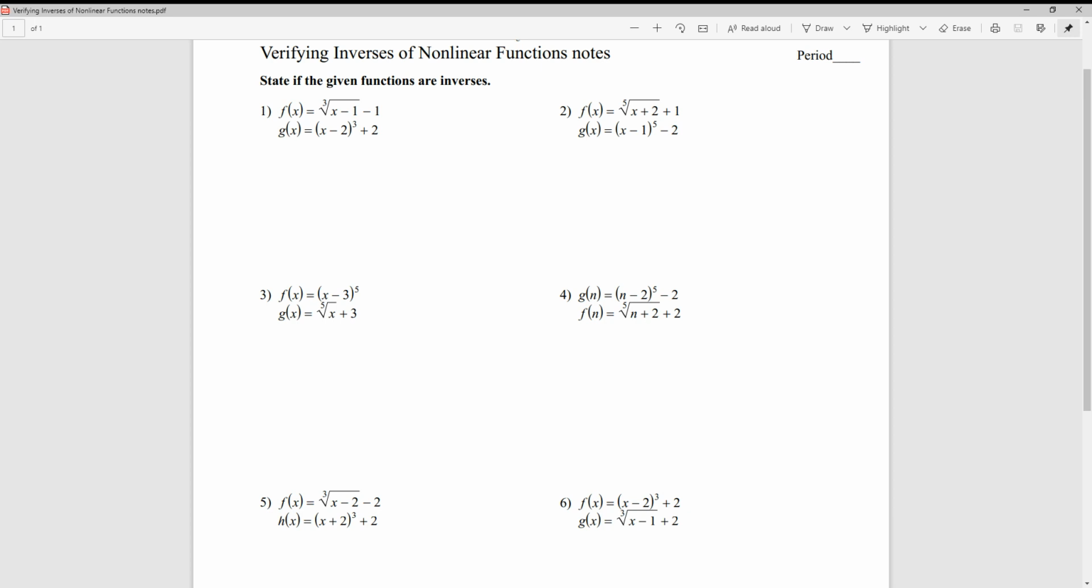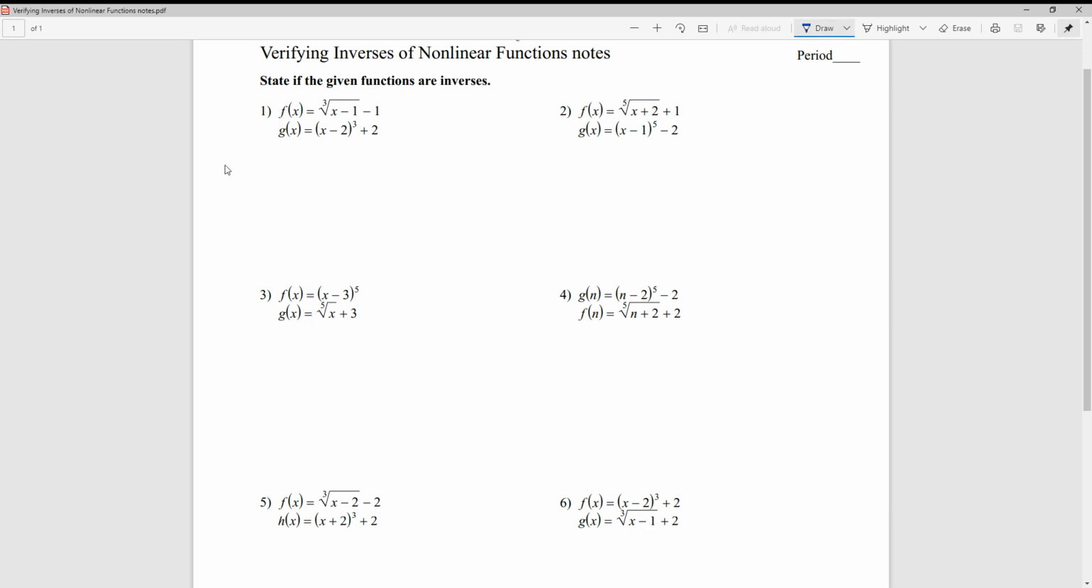Hello. Today we're going to be verifying whether or not two nonlinear functions are inverses of each other. This works the exact same way as when we were determining if linear functions were inverses of each other. We just now start with some roots or some powers in our starting equations. If you think back to when we were checking to see if two equations were inverses of each other before, what we did was we plugged one function into the other.